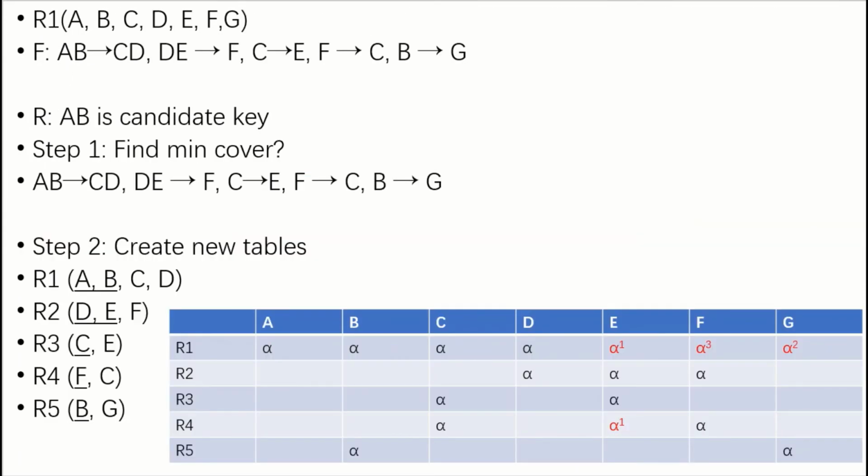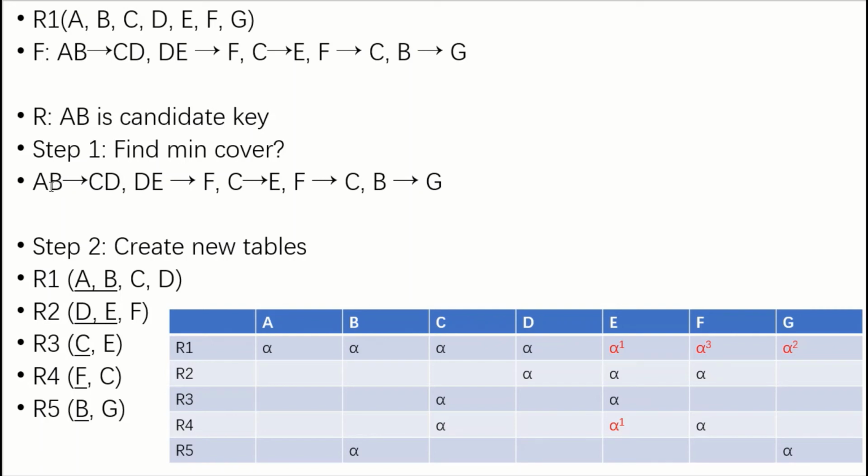This one, A, B, C, D, E, F, G. And this is my functional dependencies. AB is my candidate key. So first thing, what is my minimal cover? A bit irritating, but I need to do this. First thing, are we able to drop any attributes from this? AB implies CD. Are we able to drop A? What is the closure of A? Closure of A is A only, so I can't drop B.